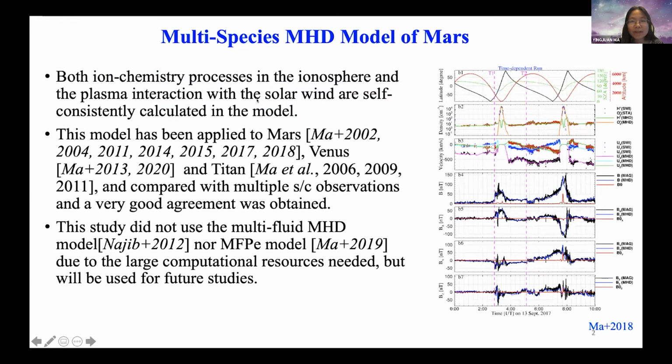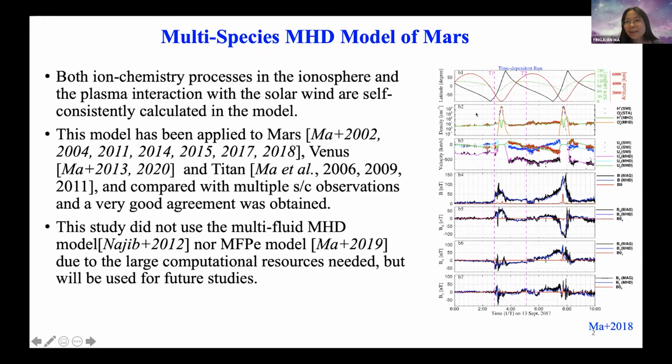The model we used here is also a multi-species MHD model that was first developed for Mars. Of course, the main advantage of this model is its ability to self-consistently calculate the ionosphere. As we all know, the ionosphere is the main source for the planetary ions to be lost in space. Our Mars model has also been applied to Venus and Titan and compared with multiple spacecraft observations. As an example, on the right, I'm showing a data-model comparison for one of the strongest ICME events observed by MAVEN.